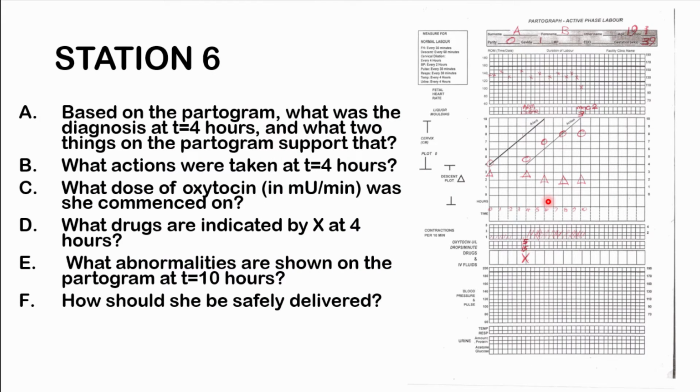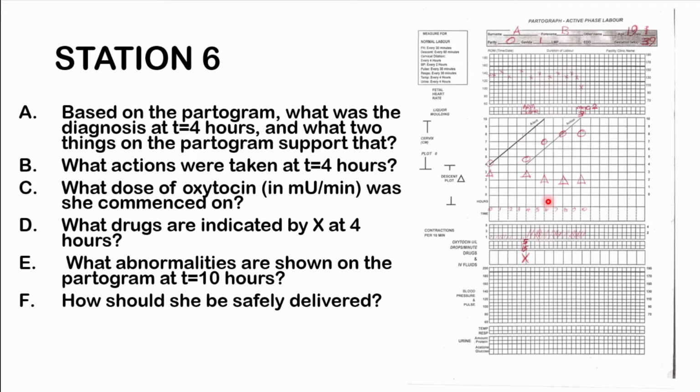Moving on to station 6, which is a pathograph. Based on the pathograph, what was the diagnosis at T equals 4, and what two things on the pathograph support that? What actions were taken at T equals 4 hours? What dose of oxytocin in milliunits per minute was she commenced on? What drugs are indicated by X at the 4 hours? What abnormalities are shown on the pathograph at T equals 10 hours? How should she be safely delivered?